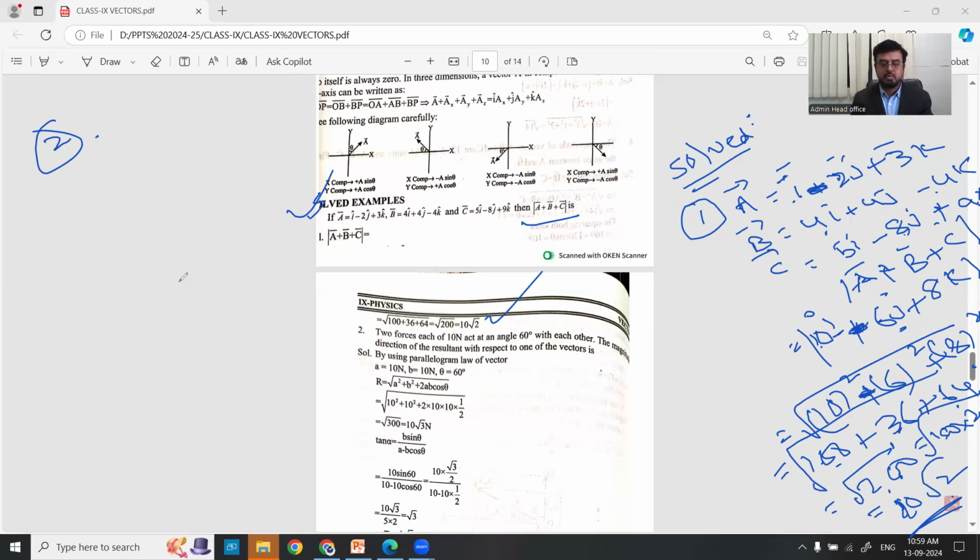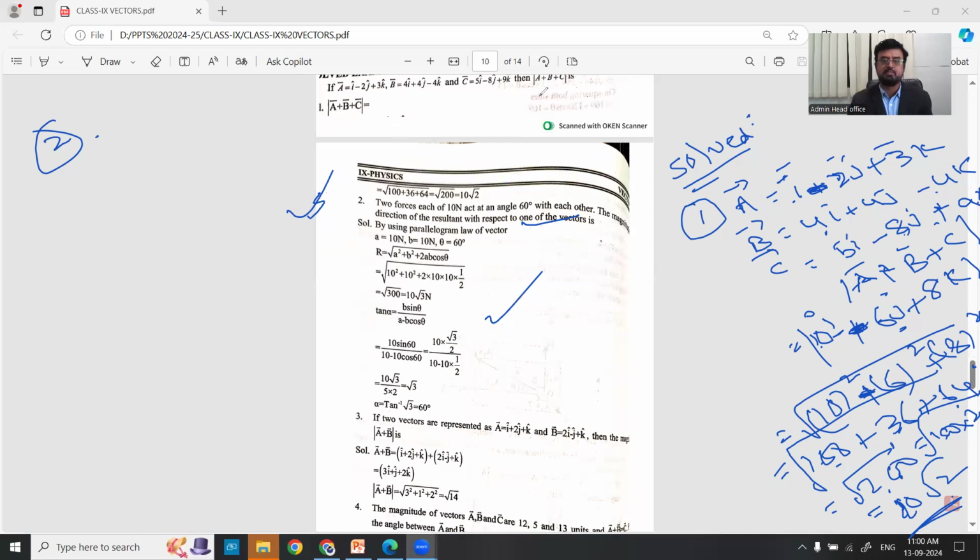Right? Shall we move to the second one? So you can see the second problem here.